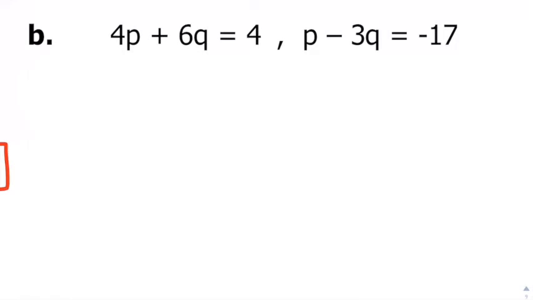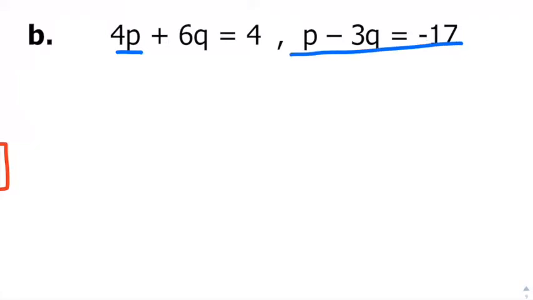Now, sometimes you'll get problems where there's a logical variable to choose as far as which one you want to solve for. If I look at this 4p right there, and try to get p by itself in that equation, I'm going to have to do 2 steps. I'm going to have to subtract the 6q and then divide by 4, which could make fractions. So always look for easy variables to solve for.